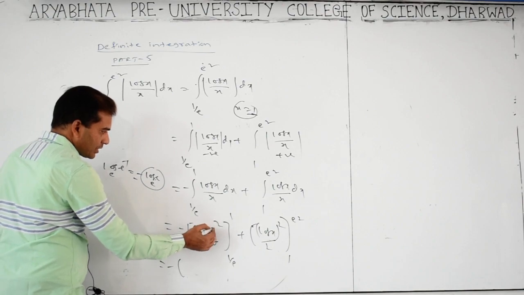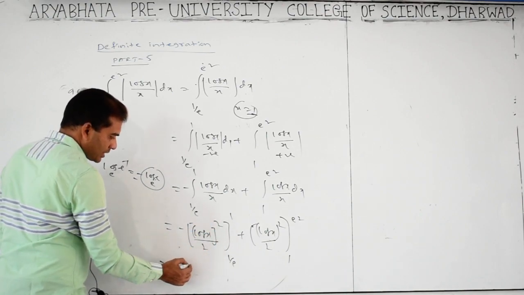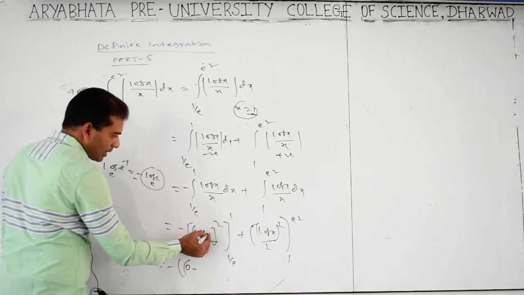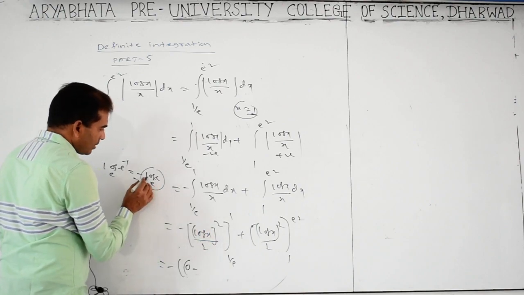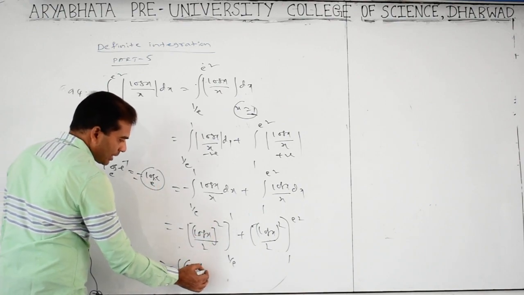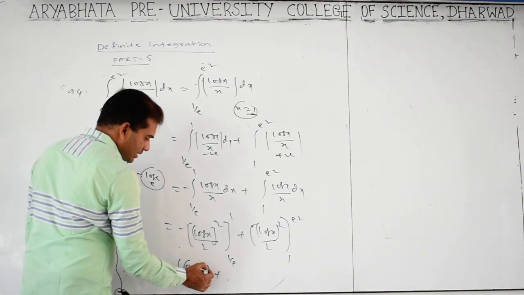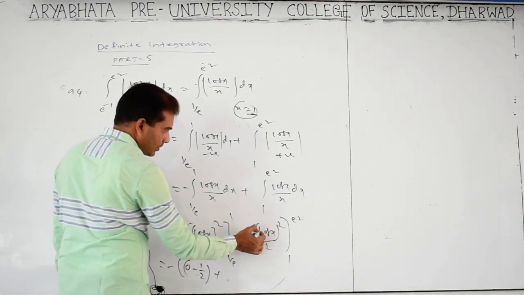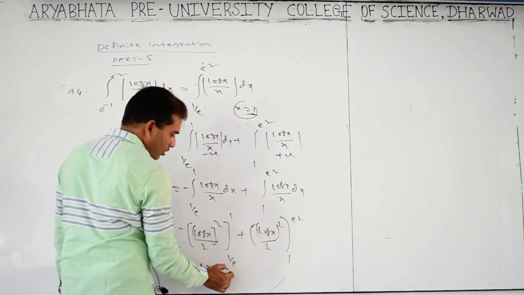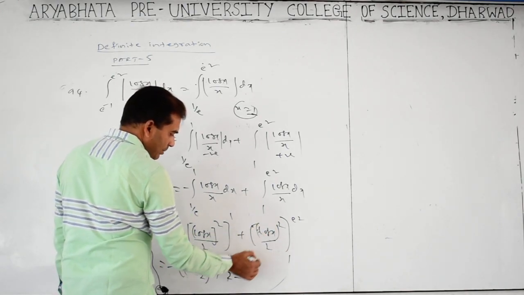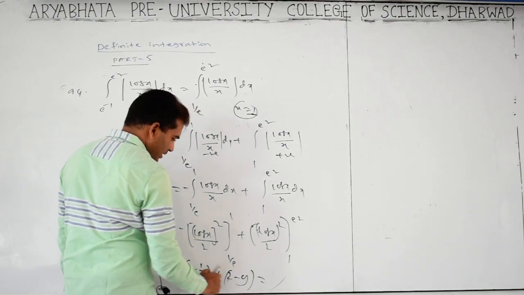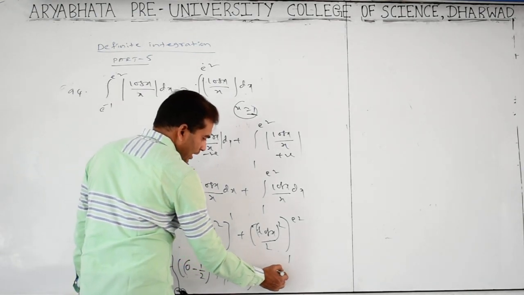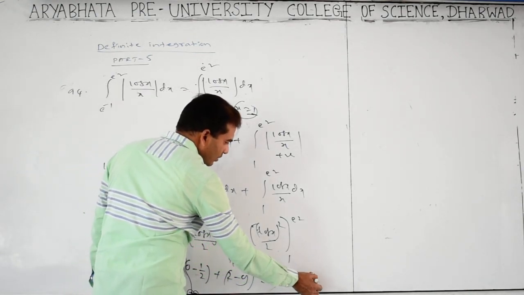Upper limit: log 1 is 0. Lower limit is 1 by e, meaning e power minus 1, minus 1 whole square is 1 by 2. Plus e square, 2 comes here, 2 square is 4 by 2, which is 2, and the lower limit is 0. So the answer is 1 by 2 plus 2, which is equal to 5 by 2.